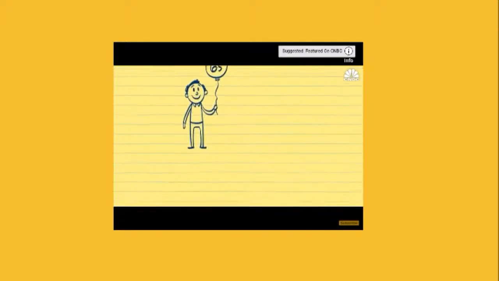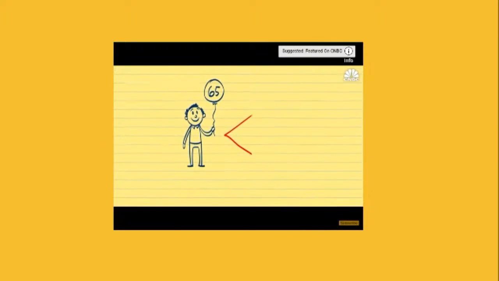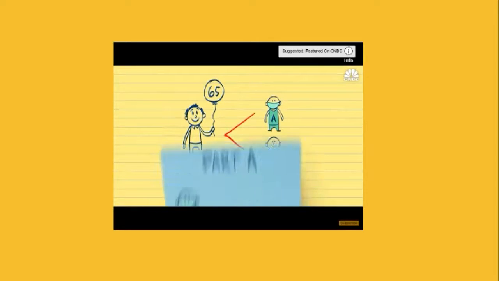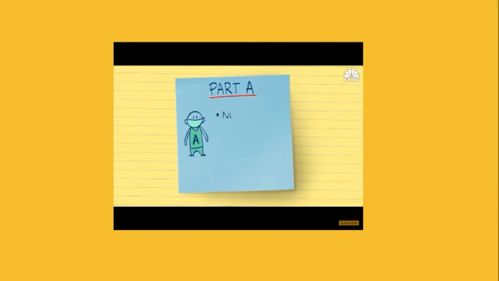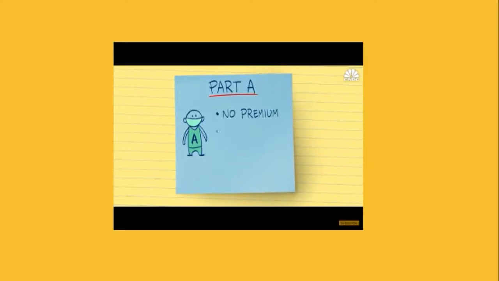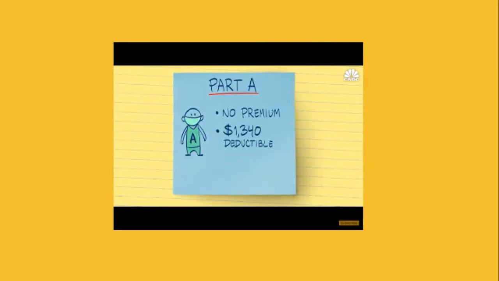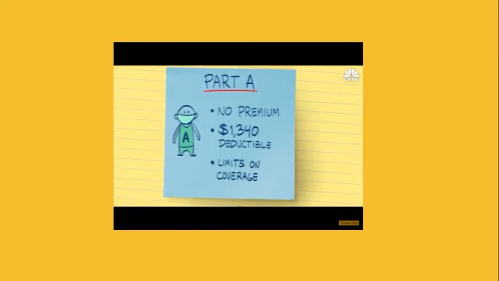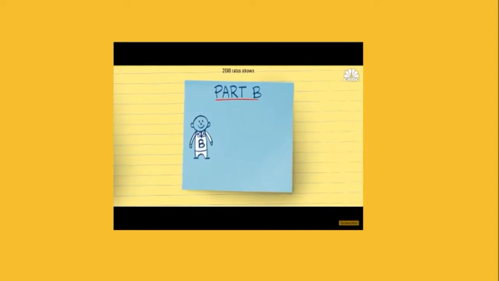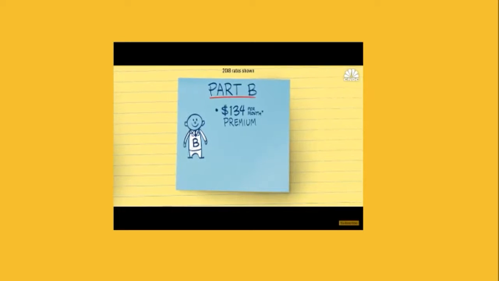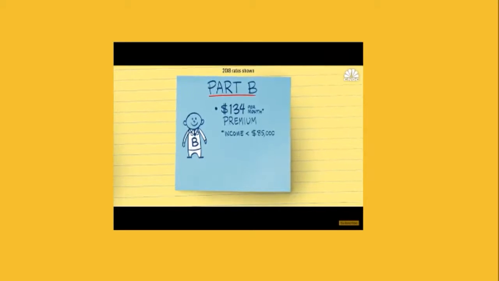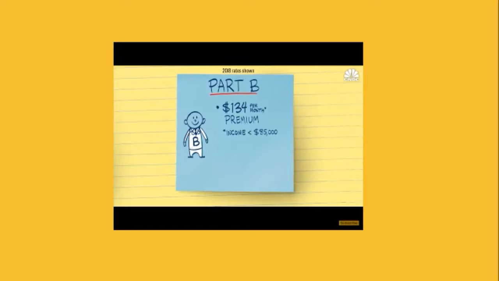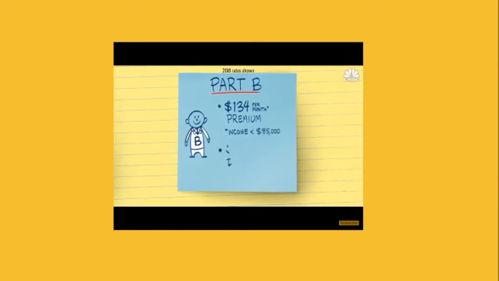Now, Bob is in pretty good health, so Bob figures he'll enroll in Part A and Part B. Part A, as is usually the case, will have no premium, but it will come with a $1,340 deductible per benefit period, along with some limits on coverage. Part B, on the other hand, will have a monthly premium of $134, unless your income is over $85,000, in which case it will be higher. Part B will also have a deductible of $183 and then charge you 20% from there.